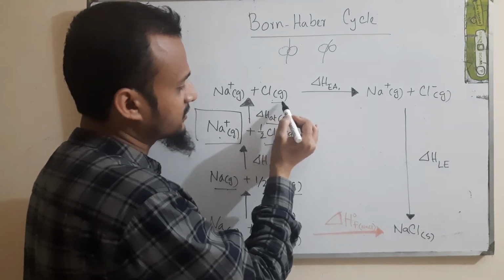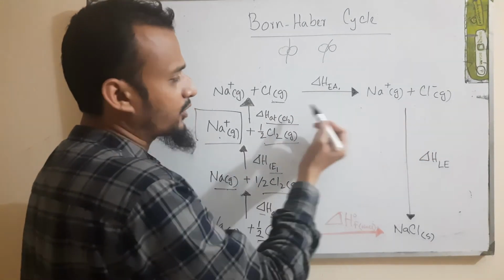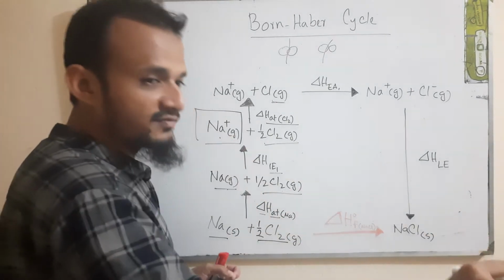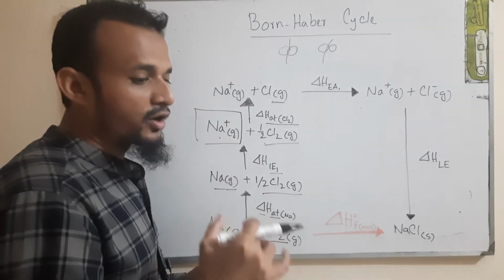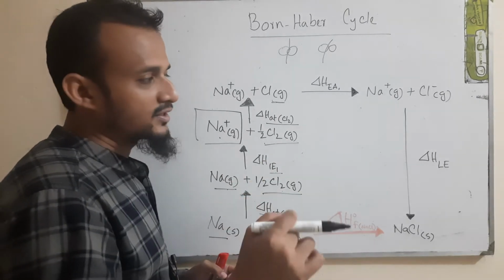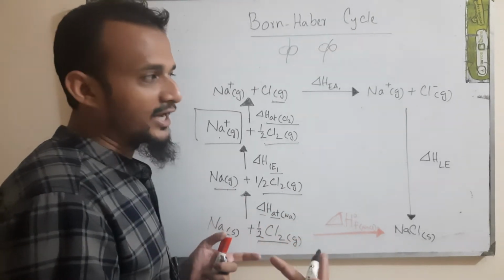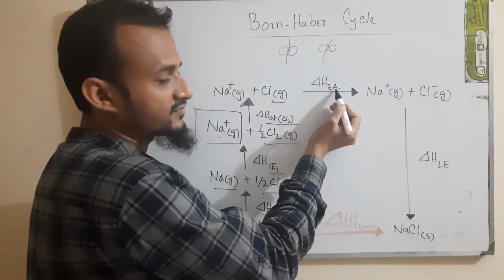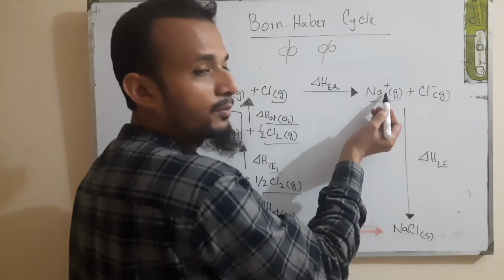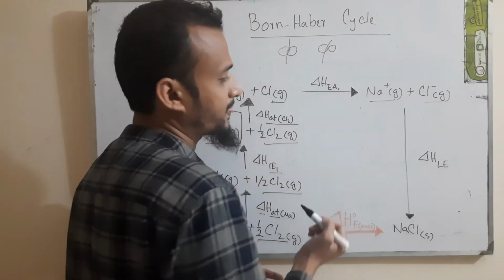Now from this Cl you want to make it Cl minus ion, right? How can you make chlorine into chloride ion? Well, you give it an electron. When you are giving an electron to a gaseous atom to make a negative ion, we call it electron affinity, the first electron affinity of chlorine. So here you get Na+ and Cl-. The energy change is written here.